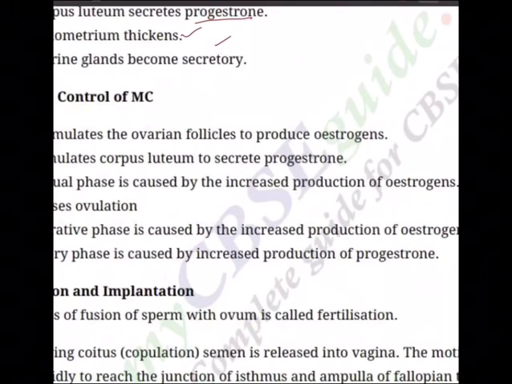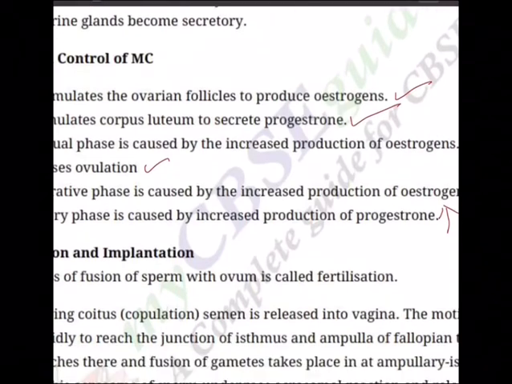Now the hormonal control, which we just studied. Very important question it is. Normally it is a 5-mark question, so you must remember these 6 points. FSH stimulates the ovarian follicles to produce estrogen. LH stimulates corpus luteum to secrete progesterone. Menstrual phase is caused by the decreased production of estrogens, and LH causes ovulation. Proliferative phase is caused by the increased production of estrogen, and secretory phase is caused by the increased production of progesterone.